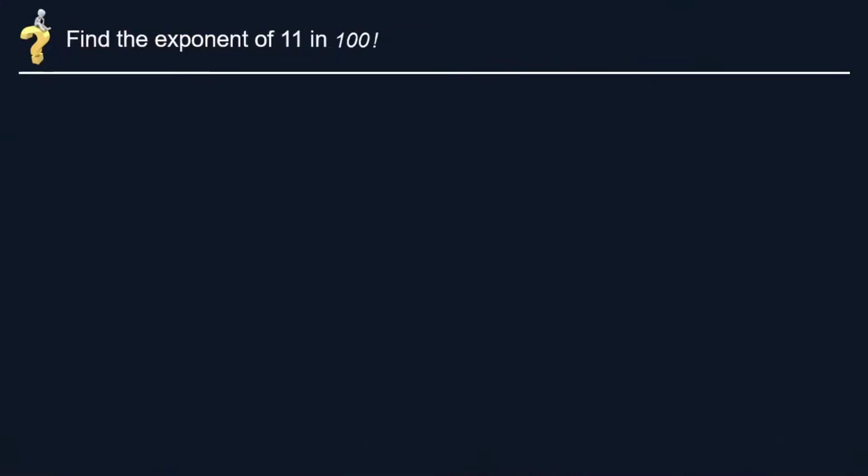See this question. Find the exponent of 11 in factorial 100. That is, you want to find E11 of factorial 100. So I will simply do the greatest integer function of 100 by 11, 100 by 11 square, and I will stop here. 100 divided by 11 gives us 9 point something. So the greatest integer function of that will give us 9.